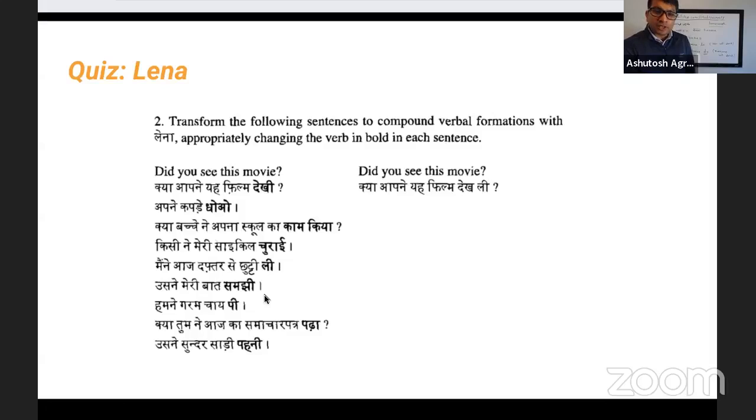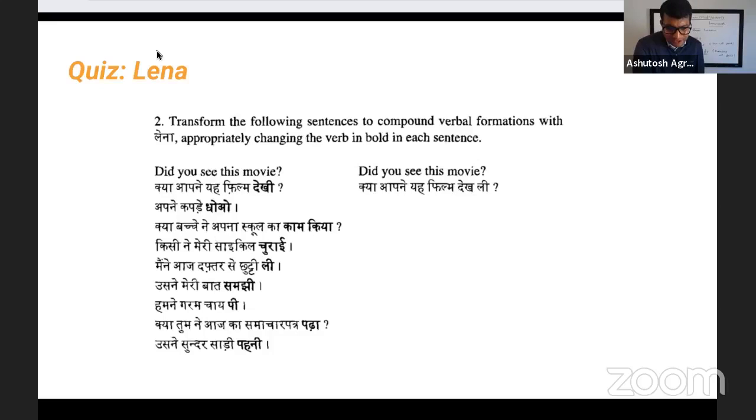The verb is समझना, which means to understand. What you did was you removed the na and kept the stem समझ, and then you said समझ ली. Very good. So you changed it to समझना plus लेना, and from there you said समझ ली. Okay, awesome. Someone who has not tried so far.